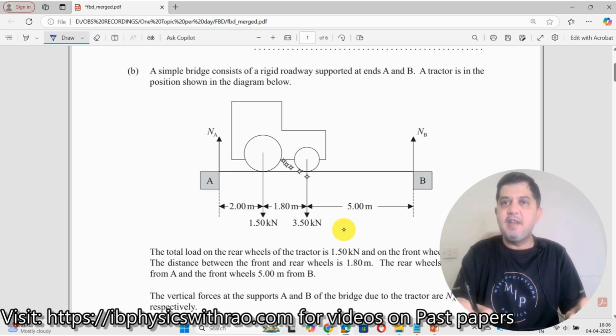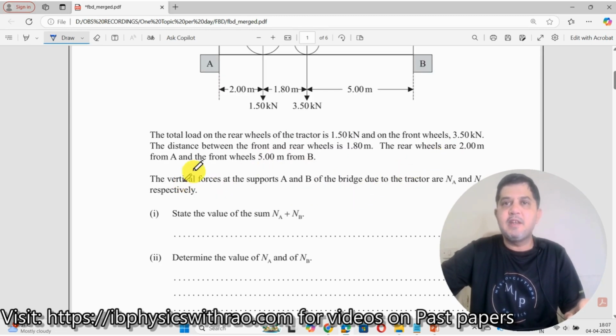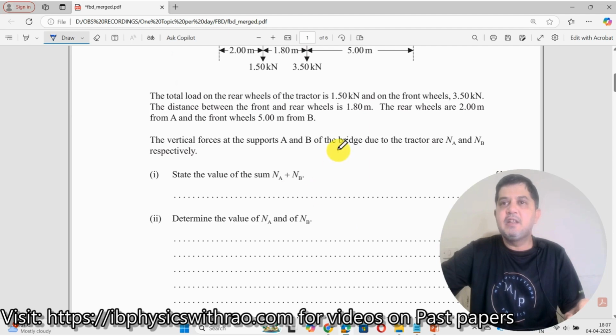The weights that are acting are shown over here downwards. The total load on the rear wheels of the tractor is 1.5 kilonewton, and on the front wheels it is 3.5 kilonewton. Distance between the rear and the front wheels is 1.8 meters. The rear wheels are 2 meters from A and the front wheels are 5 meters from B, as described in the diagram. The vertical forces that support A and B of the bridge due to the tractor are NA and NB respectively. State the value of the sum NA plus NB.